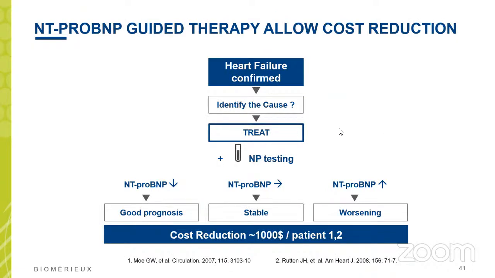And this is how it's used to guide therapy. So if you confirm heart failure, as we've done previously with the previous guidelines, and you identify the cause, as you're treating the patient, you do NT-proBNP. If it's going down, you have a good prognosis in this patient. If it's staying the same, then maybe you're just stable. But if it's going up, then it shows that the condition is worsening.